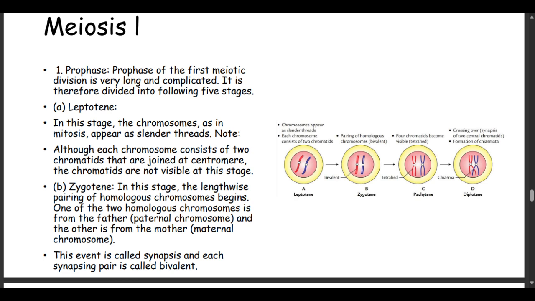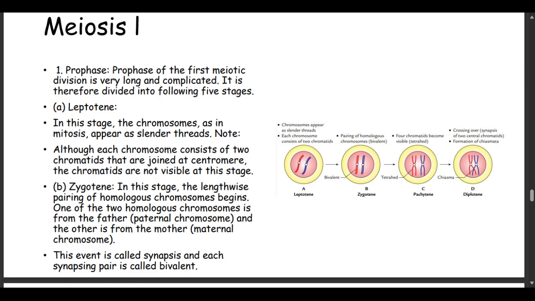also divided into five stages, which are leptotene, zygotene, pachytene, and diplotene stage of meiosis 1. So the process of the first meiotic division is very long and complicated, and it is divided into the following 5 stages. So in the leptotene stage, the chromosomes, as in mitosis, appear as slender threads. Although each chromosome consists of two chromatids that are joined at a centromere, the chromatids are not visible at this stage. So at this point, just like in mitosis, the chromosomes are not yet visible.